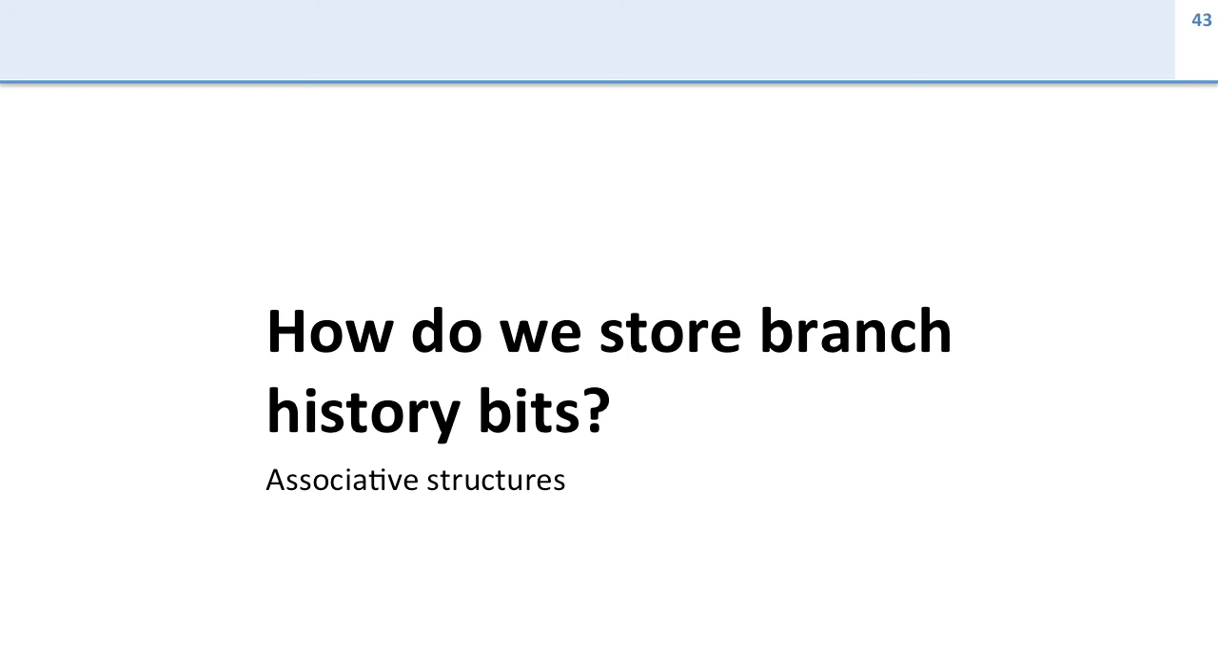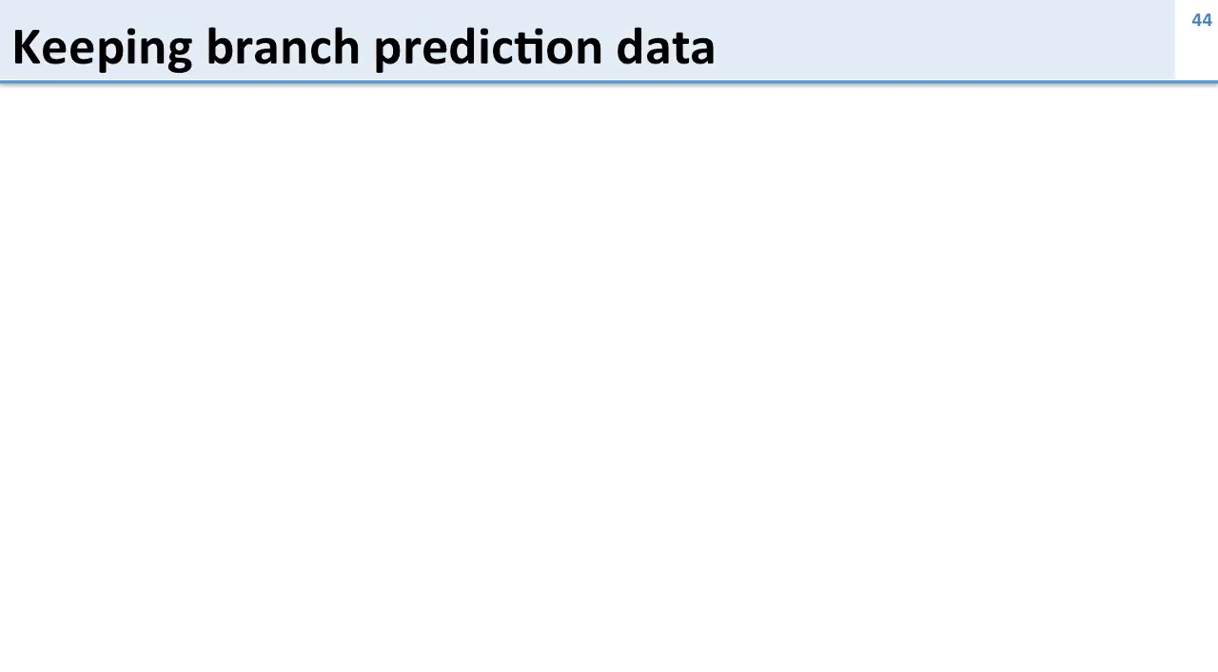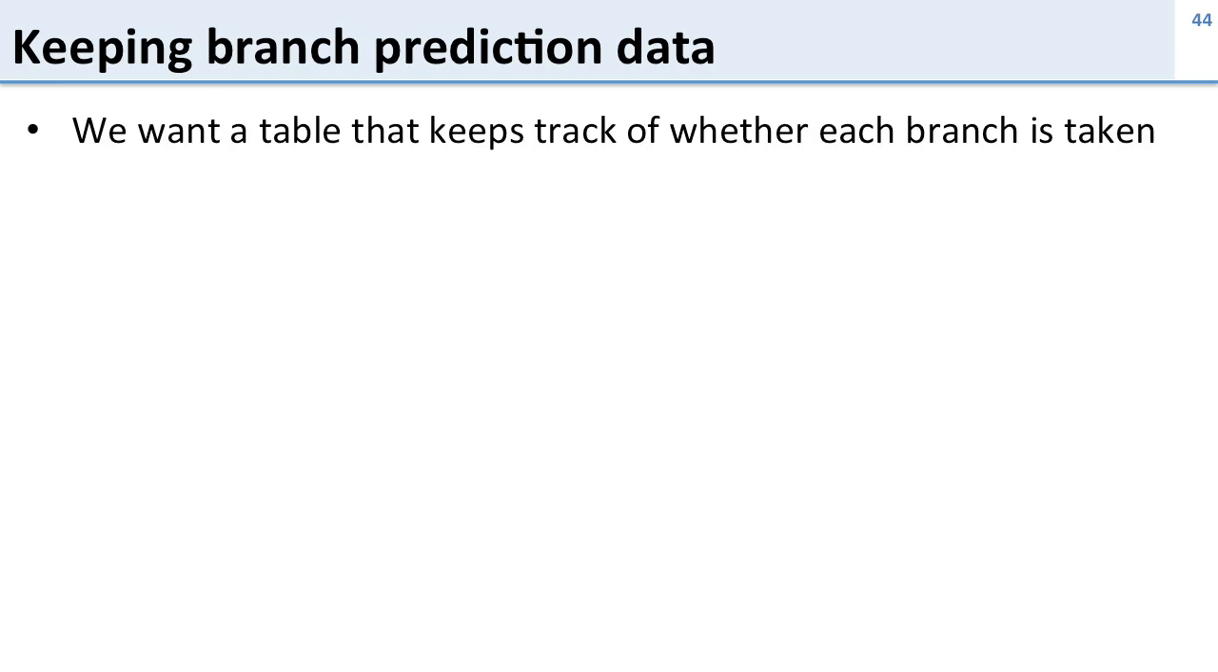So now we're going to talk about how do we actually go about storing these branch history bits in the processor. And this is going to be a brief introduction to associative structures. We're going to see a lot more of these structures when we talk about caches a little later on in the course. So let's talk about keeping the branch prediction data.